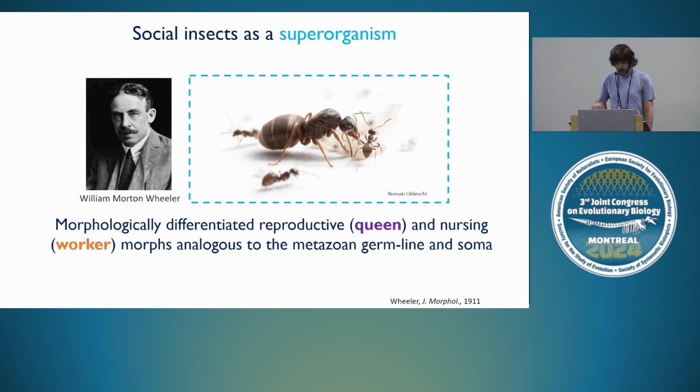Starting off, social insects can be regarded as what are known as superorganisms. The concept of a superorganism in terms of social insects was first brought about over 100 years ago by the American entomologist William Morton Wheeler. From examining insect colonies, he noticed certain analogies between the specialization of morphologically differentiated morphs, queens and workers, and specialized cells within a multicellular organism. So he drew connections between queens and workers and what we see in terms of germline and soma.